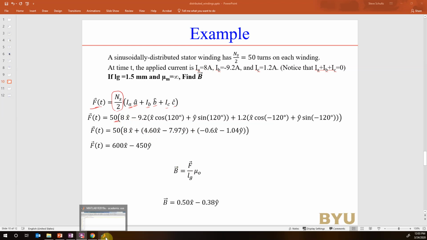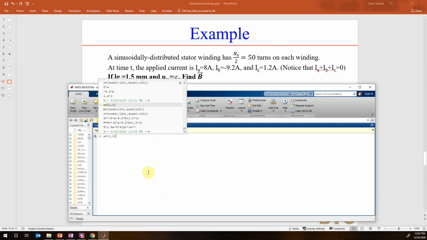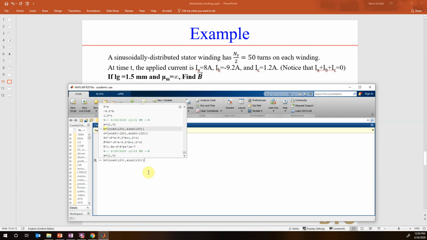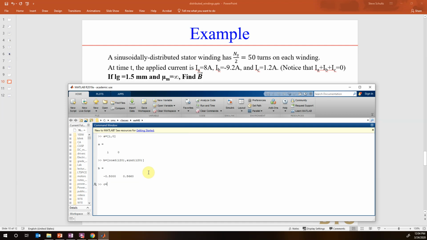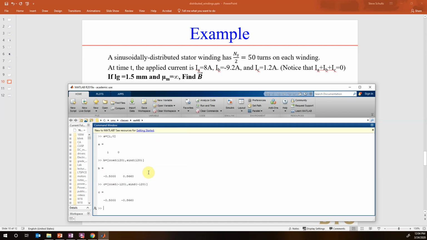So let's go to MATLAB and show how we're doing all of this. Let's start with our vectors. We have our A vector, which is 1, 0, so it's pointing in the x hat direction. We have our B vector, which has the cosine of 120 and the sine of 120. And then we have our C vector, which is the minus 120 for the x and the y.